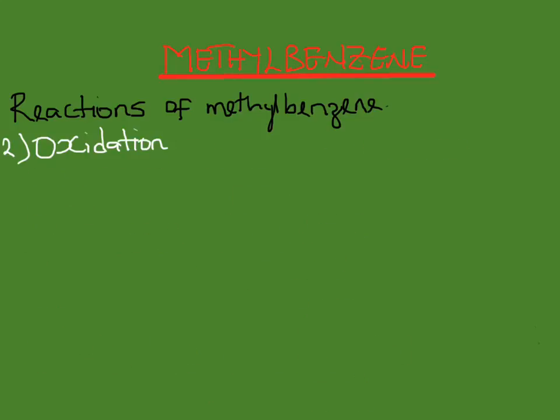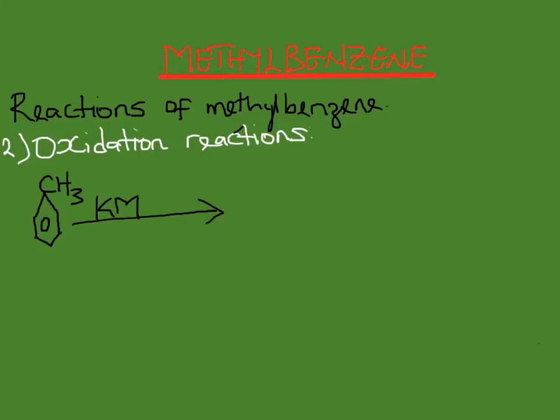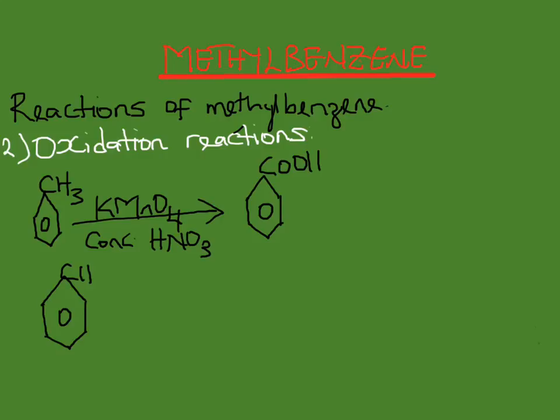The next reaction is oxidation reactions. We say strong oxidizing agents like potassium permanganate and concentrated nitric acid oxidize the side chain methyl group or any alkyl group from benzene to yield carboxylic acid. You can see that's a reaction there. It's going to yield us carboxylic acid.